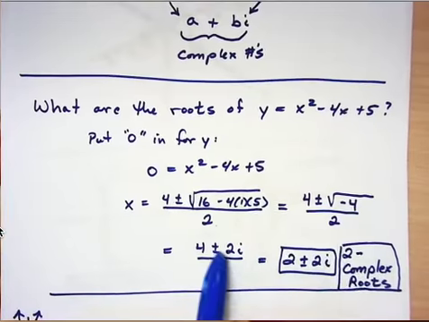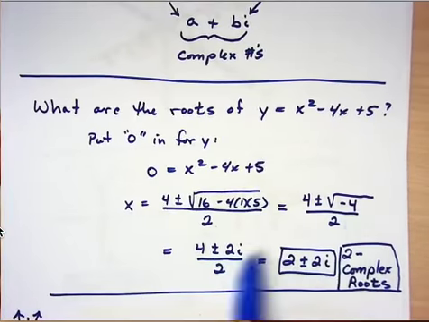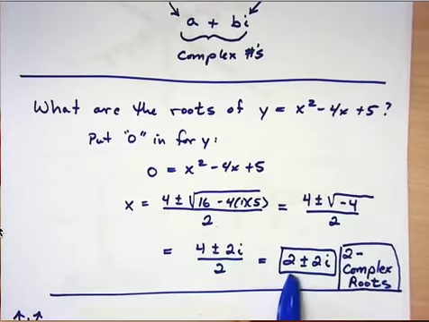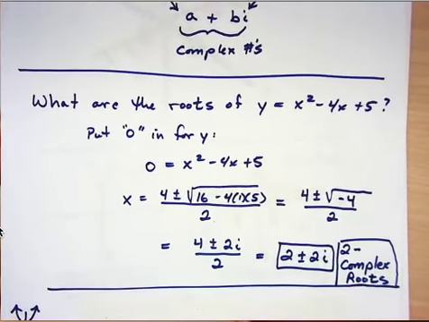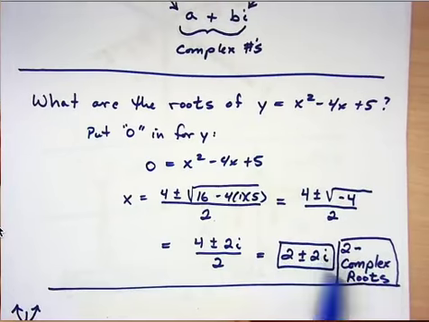So then I have 4 plus 2i, since the square root of negative 4 is 2i, divided by 2. Then the answer, when you finish reducing this, you can divide each of these by 2, and the answer is 2 plus or minus 2i. In other words, then, if I asked you what are the roots of this problem, there are two roots. One of them is 2 plus 2i, and the other root is 2 minus 2i.